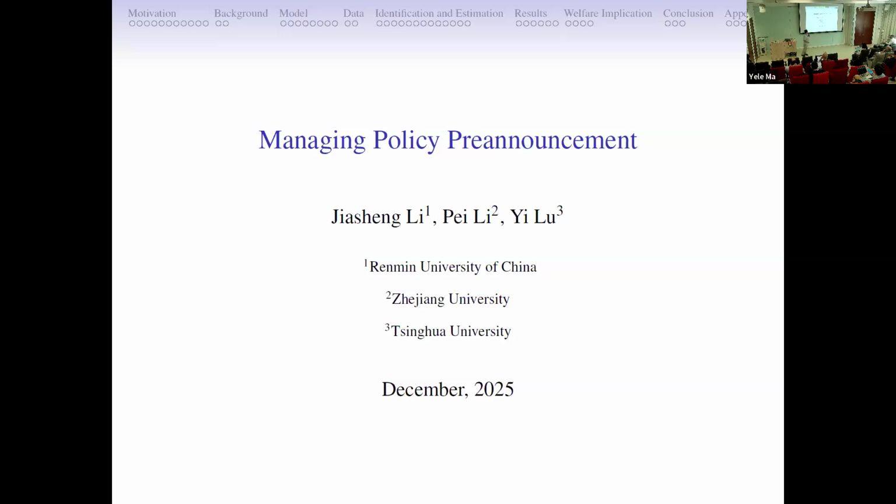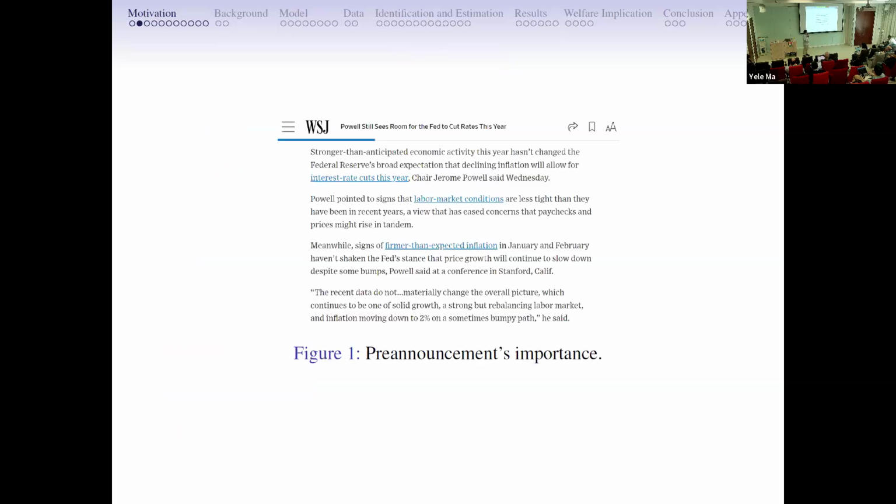So my paper is about managing policy pre-announcement. In fact, in our daily life, for example, if you look at the Wall Street Journal, you will see some very standard examples of pre-announcement. For instance, if the Fed wants to tell the market that they will raise or cut interest rates in the future, they will pre-announce their plan many days before their implementation.